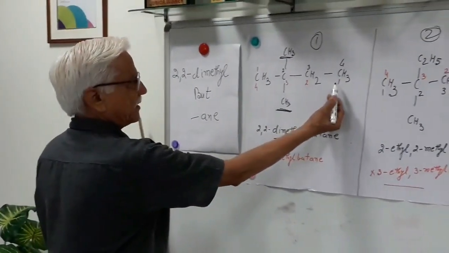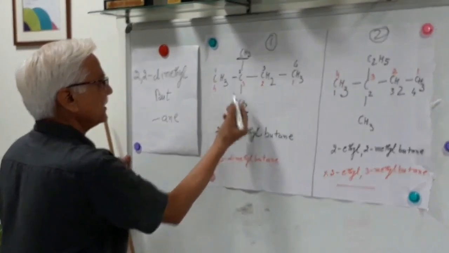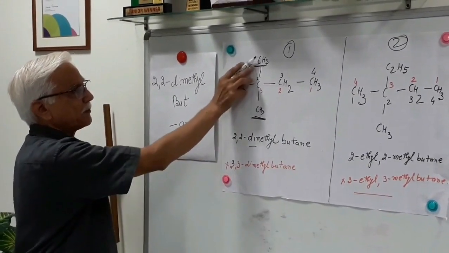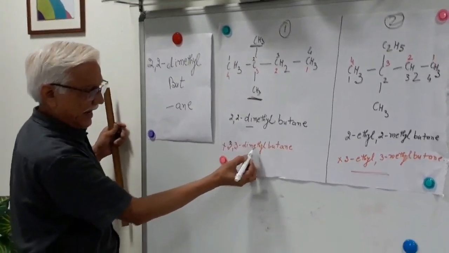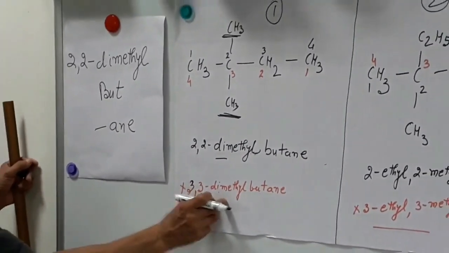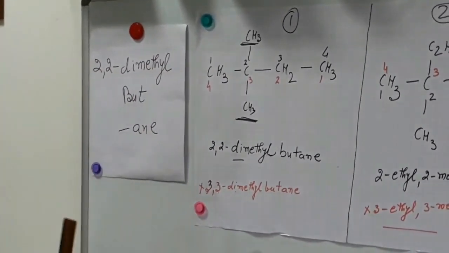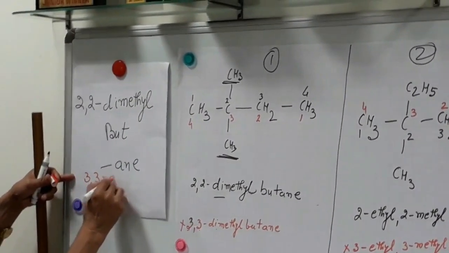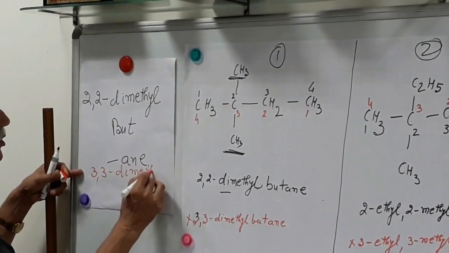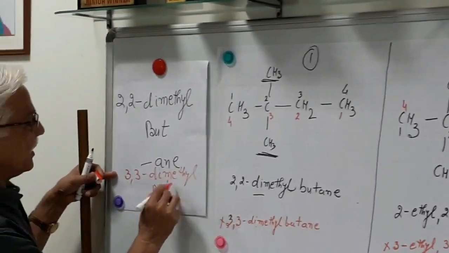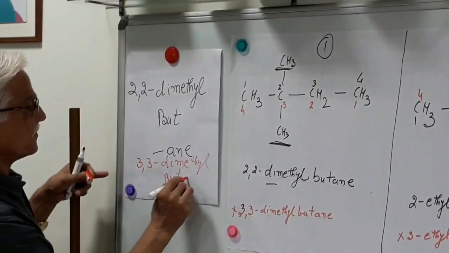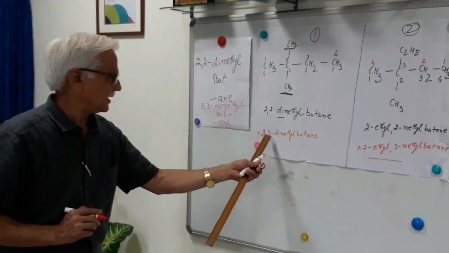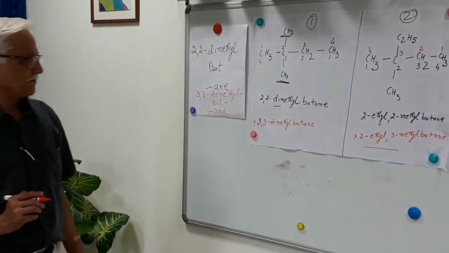Now if I take the red one, that is right to left, then the methyl groups are coming at 3. Both are present at 3. So, 3,3-dimethylbutane. Instead of 2,2, it will be 3,3. In red, the side chain number is 3,3, di for 2 times repeated, methyl is the group, parent chain is but, suffix is ane. So 3,3-dimethylbutane. This is the second.